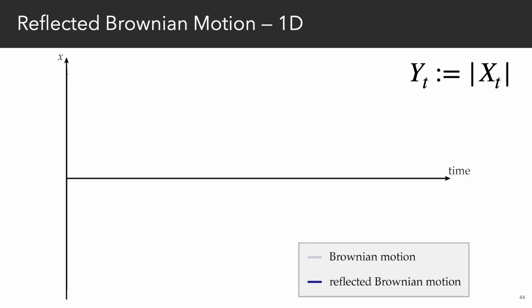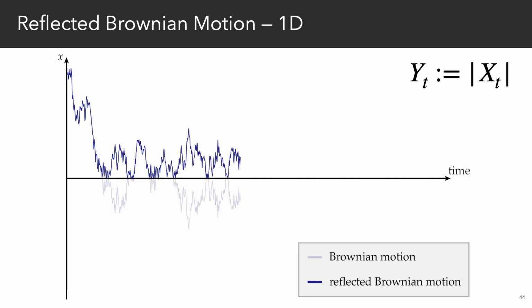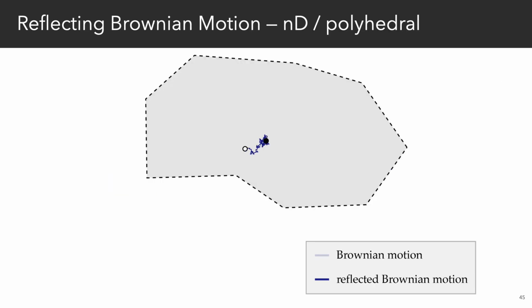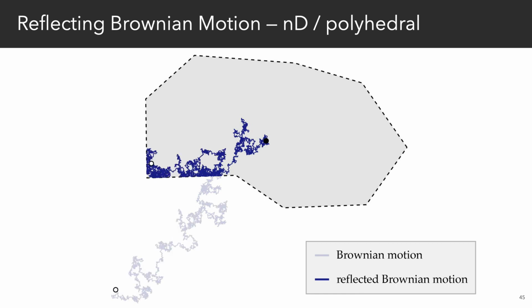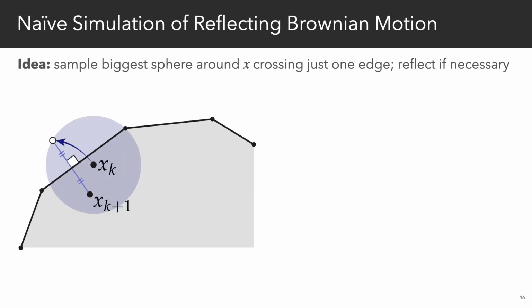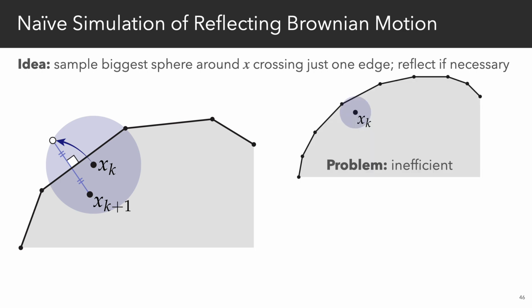And the complex geometry is key because if you have simple geometry, like a random walk on a half plane, then reflected Brownian motion is nothing more than the absolute value of ordinary Brownian motion. Likewise, if you have a polyhedron with just a few faces, then reflected Brownian motion means that we can just reflect back across any face that we cross. So a naive idea is to just randomly sample the biggest sphere around x that crosses only a single edge, and then reflect back into the domain if we're outside. So the one big problem here is that this approach becomes super inefficient as the resolution of the geometry increases.